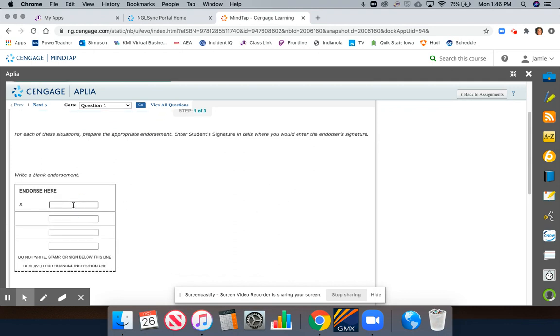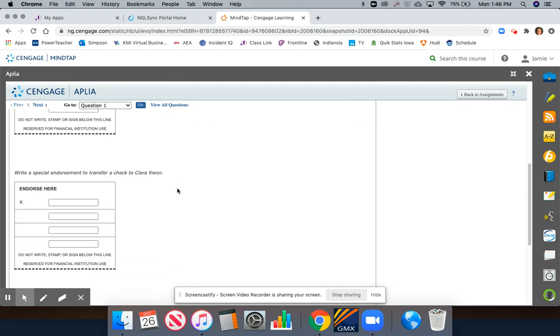So on the first line, you're going to type in your name. For a special endorsement, on the first line, we need to write pay to the order of, and then we are going to transfer ownership from ourself to Clara Kwan. So that is changing the ownership from you, who this check was written to on the front of the check, to Clara Kwan, and then you're going to type in your name.